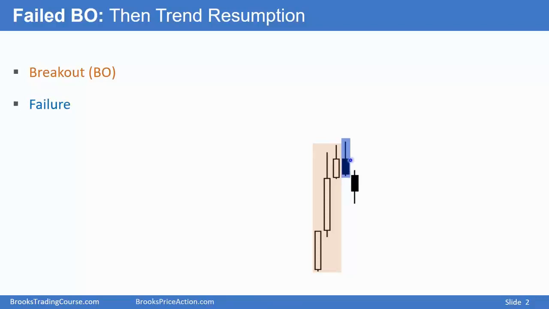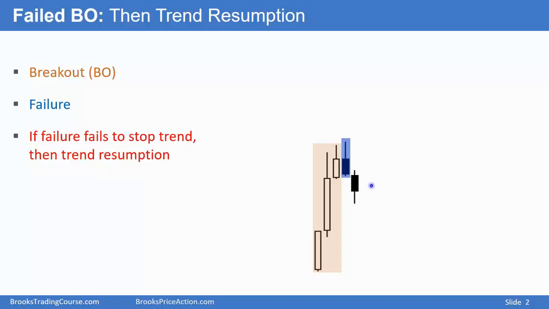And then we have an attempt at a failed breakout. We have a bear bar closing on its low, and the bears are trying to end the breakout. They want the market to reverse back down. If this failed breakout fails to stop the trend, then you get trend resumption up.